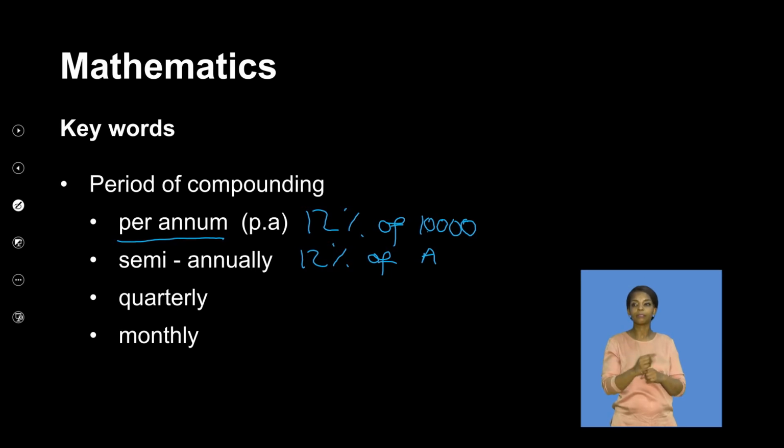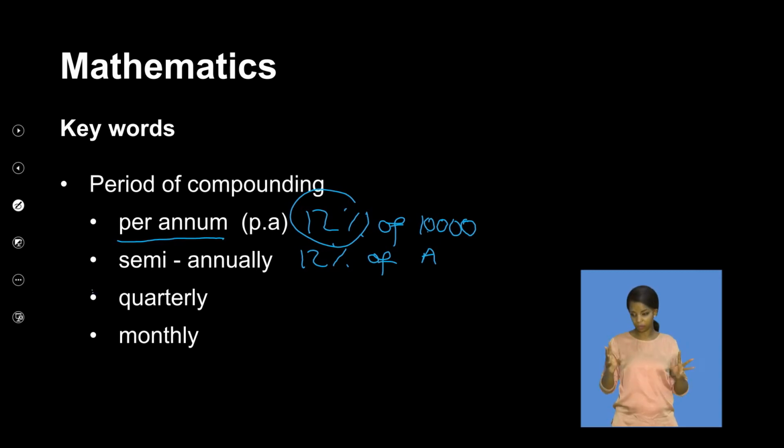Semi-annually, semi would mean every 6 months, because it's semi-annual, right? Remember, semi means half, so half yearly. Every 6 months in a year, we give you 6%. If it was 12% per annum, compounded semi-annually, it would mean that the 12% is divided into 2 in a year. So I give you 6% at the end of June, I give you 6% at the end of December, but in a year you would have got 12%.